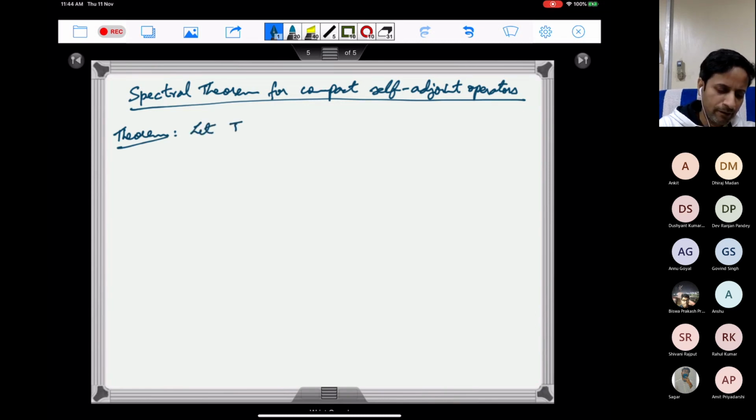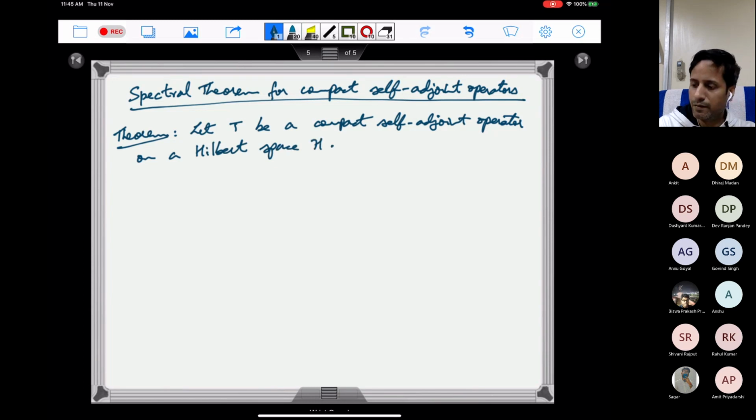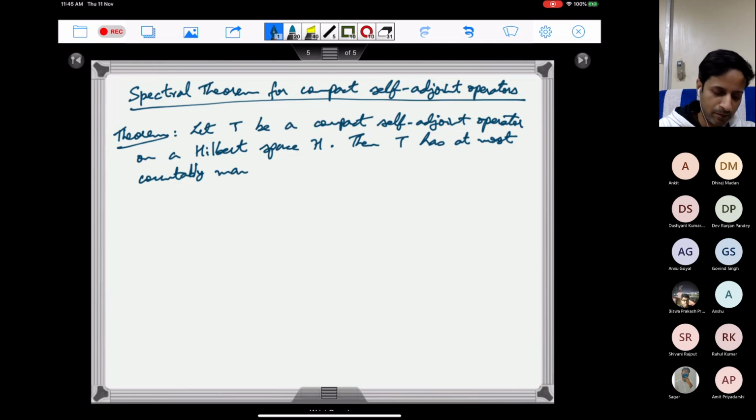So let T be a compact self-adjoint operator on a Hilbert space H. Then the first thing is that T has at most countably many eigenvalues.